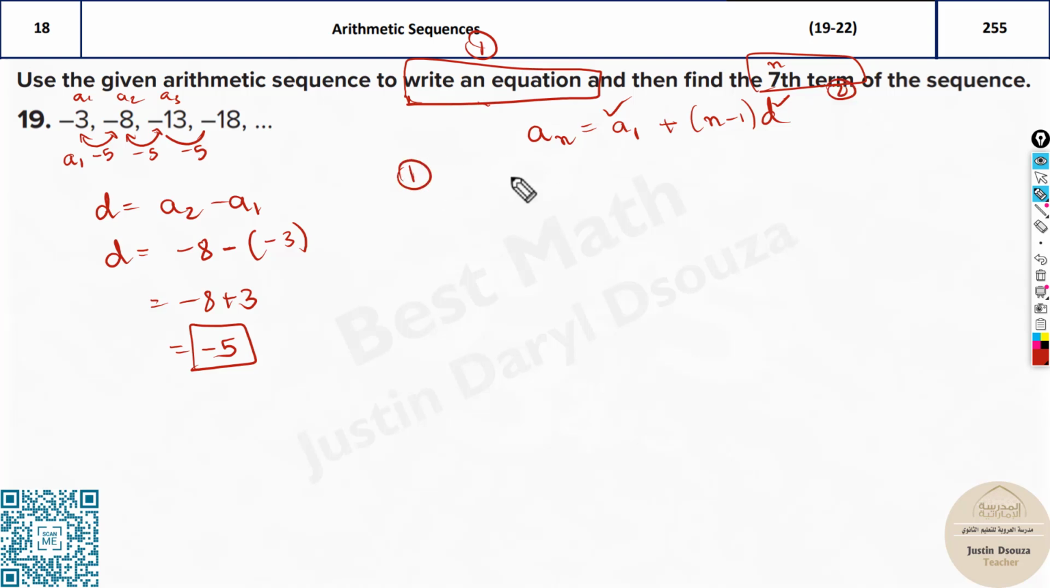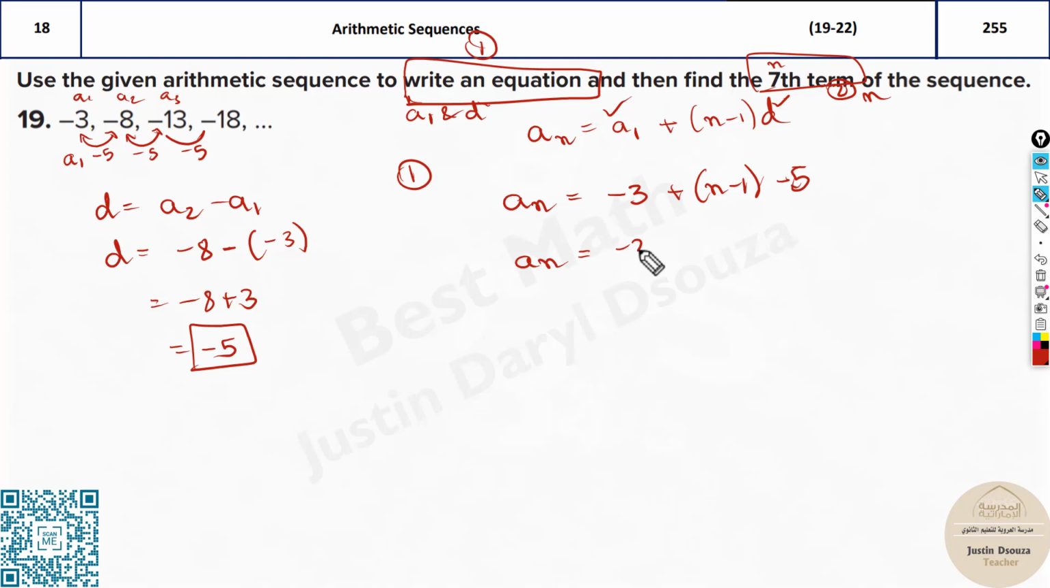The first part would be very simple. An is equal to a1, which is minus 3, plus n minus 1. Don't write the 7 for now, because when writing the equation we have to leave it as n itself. Only the d value we substitute, that is minus 5. So to write an equation, you require a1 and d only. Over here, you need n. That's it. Now we will write it.